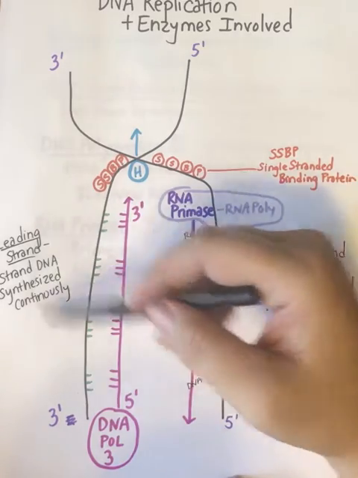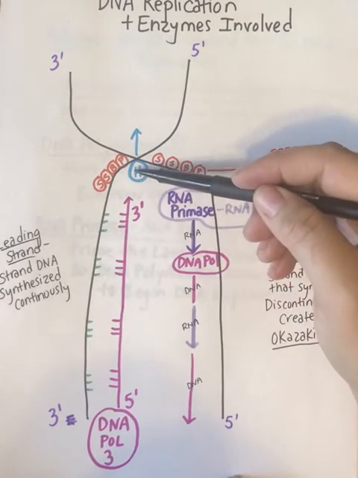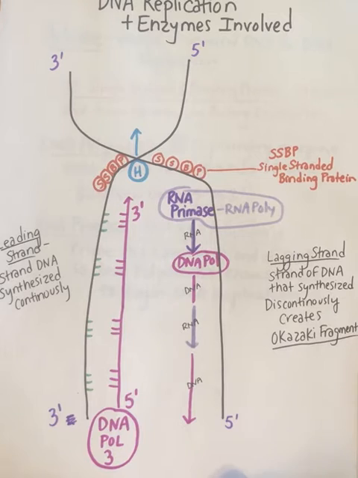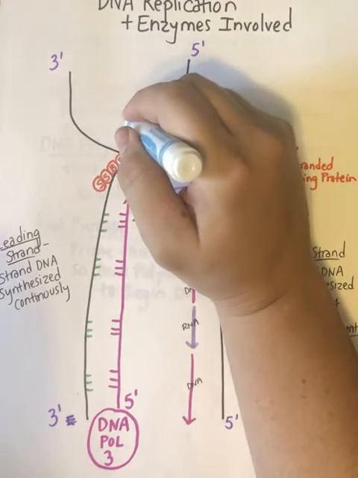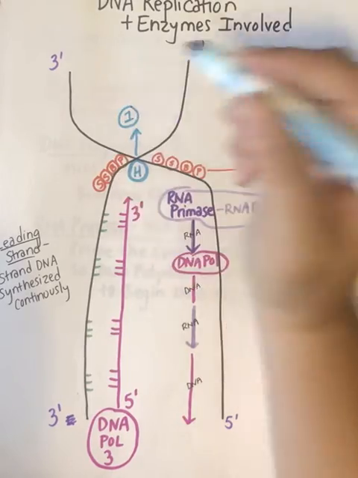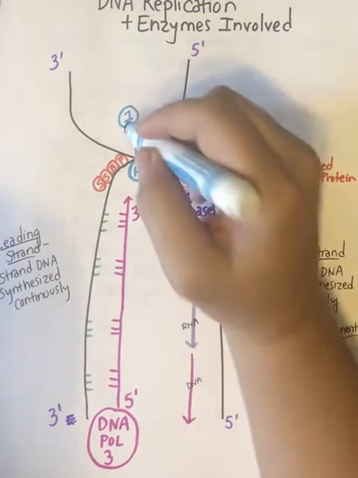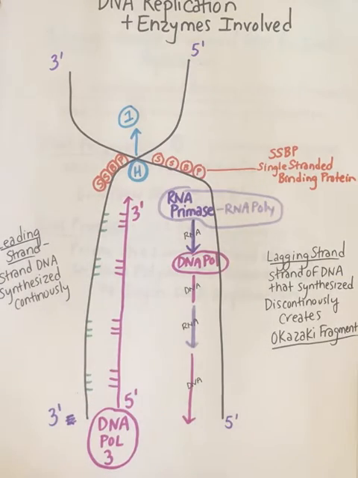So the leading strand is easy because it works in the same direction as helicase. So literally, when we do the steps of DNA replication, let's go back. You first have to unzip it. Helicase is always going to be the first step. He unzips DNA.